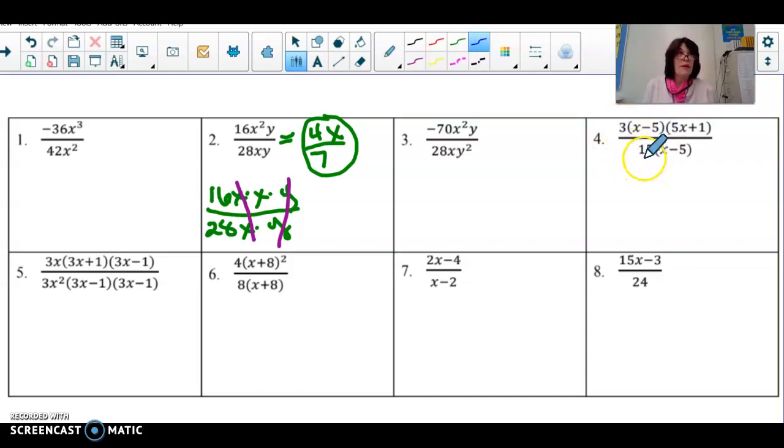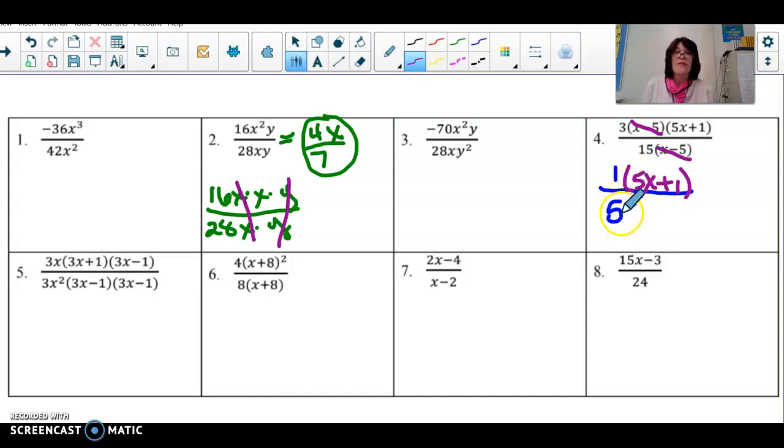Each of them is divisible by 3. 3 divided by 3 is 1. 15 divided by 3 is 5. 3 over 15 is 1 over 5. I have an x minus 5 over x minus 5. That's just 1. If I have the exact same thing over the exact same thing, that's just 1. The 5x plus 1, there's nothing I can do with that. There's nothing else to cancel.